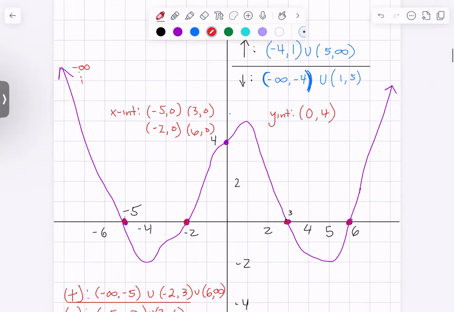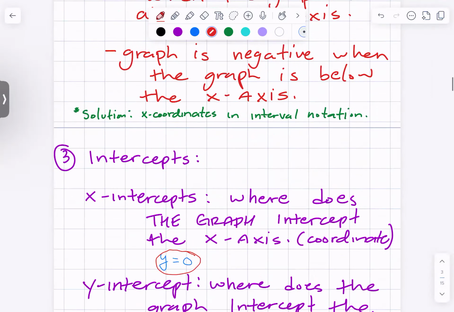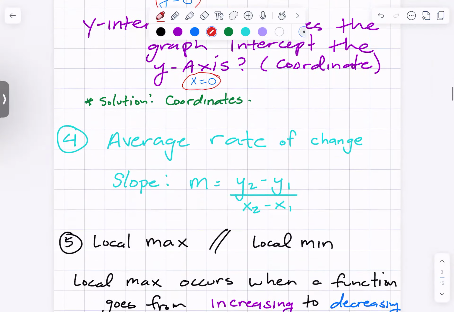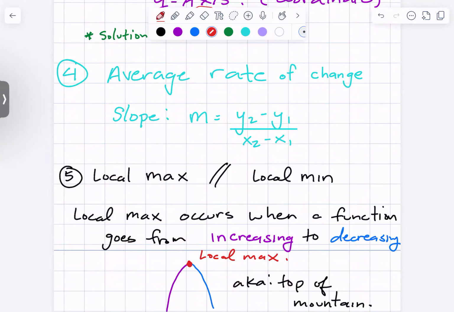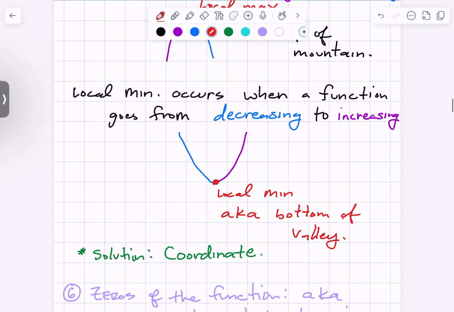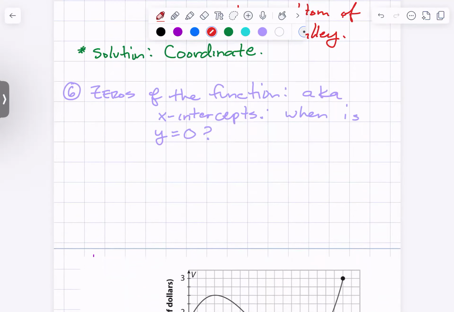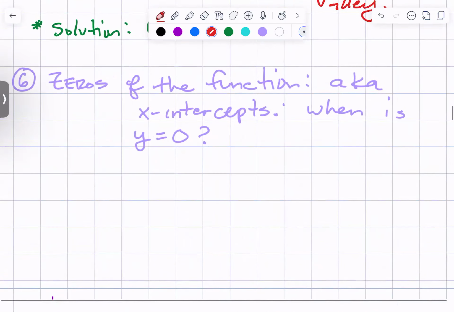Average rate of change is just the slope. Get the slope between 2 points and use this formula here to figure it out. I'm going to jump to 6 because 6 is the easier one to understand. The zeros of the function are just your x-intercepts. When is the function equal to 0, or when is y equal to 0? Those are your zeros of the function.